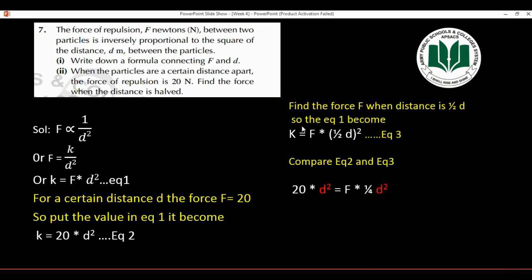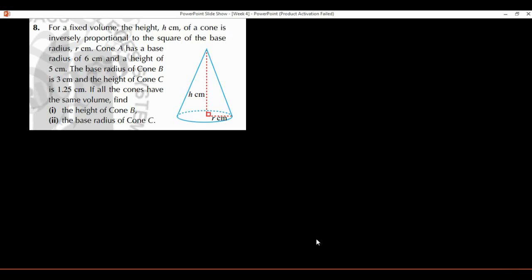So the left sides of equation number 2 and equation number 3 are the same. So just compare equations 2 and 3. We will get 20 multiplied by d square equal to F multiplied by 1 by 4 d square after taking the square in equation 3. This d square and d square cancel each other because they are the same on the opposite sides of the equation. We will get 20 is equal to F multiplied by 1 by 4. This 4 is in division form, it goes to the other side and will be multiplied with 20. So F is equal to 80 is the final answer of our question number 7.